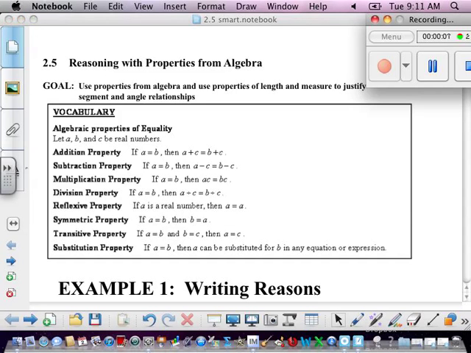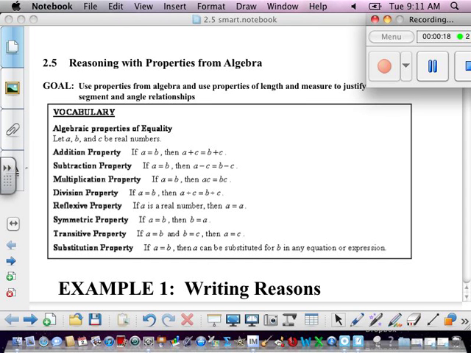All right, ladies and gentlemen, we're looking at 2.5, reasoning with properties from algebra. These properties, I would get out your postulates and theorem sheet, and you can write these properties down on it as well. Okay? Remember, you can use all these in your quiz on Friday, so you're going to want them.